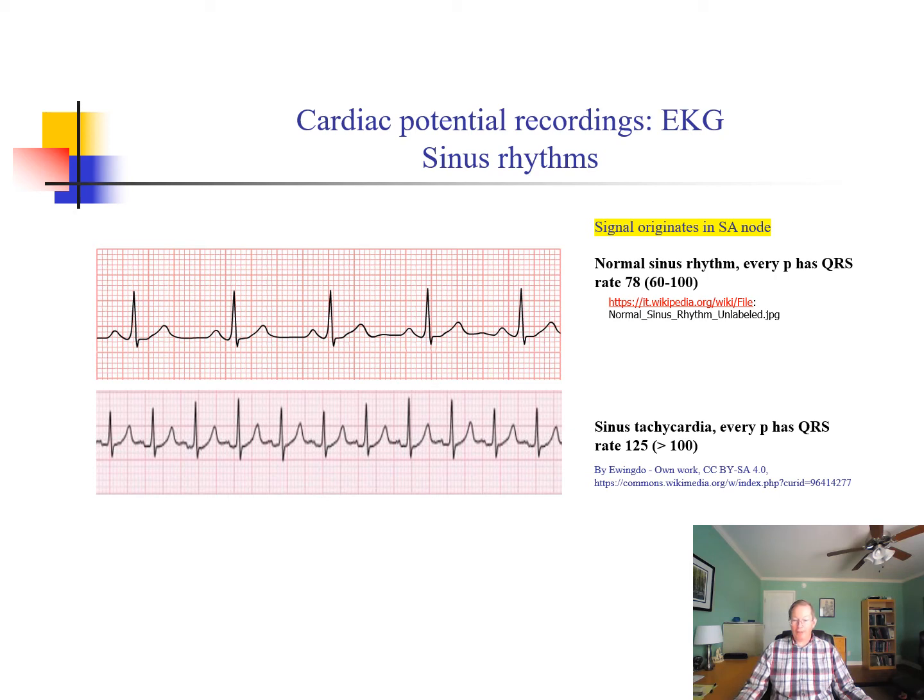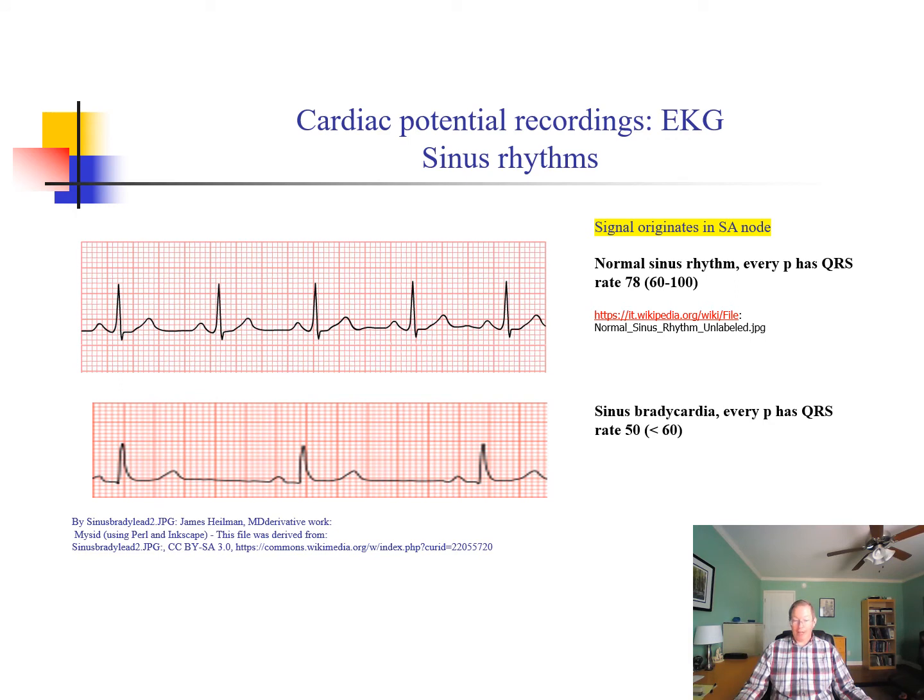This tracing down here is also a sinus rhythm. I see PQRST, PQRST. Every P wave has a QRST, so it's a sinus, but the rate is faster. It's actually 125 beats per minute. So I call this a sinus tachycardia. It's kind of like if you squeeze these together and made them faster.